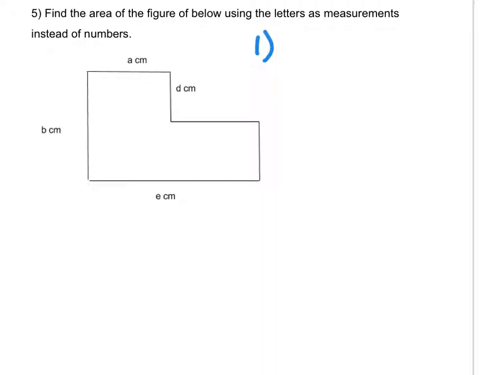So for this, what we're going to do, we're going to split it into two figures. We're going to have A and B. Alright? So we're going to find the area of part A first, then we're going to find the area of B, and we're going to add them. So for part A, well, if we look, the length is A, and the width is B, so it's A times B.